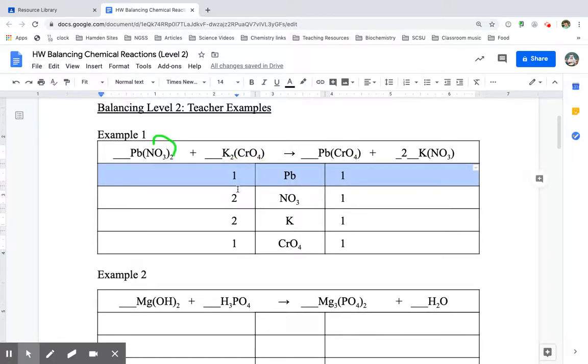The Pbs already match. The NO3s, 2 on the left, 1 on the right. So I'm going to put a 2 right there to make sure that I'm getting 2 NO3s, right? I was trying to do it for the NO3, but remember it also does it for the K. So on the right-hand side totals, I'm going to change my total to 2 Ks and 2 NO3s. 1 Pb, 1 Pb, 2 and 2, 2 and 2, 1 and 1. That's the only thing I had to do to balance it. Great. So that means I can put ones in for the rest of these. I'm all done with number 1.